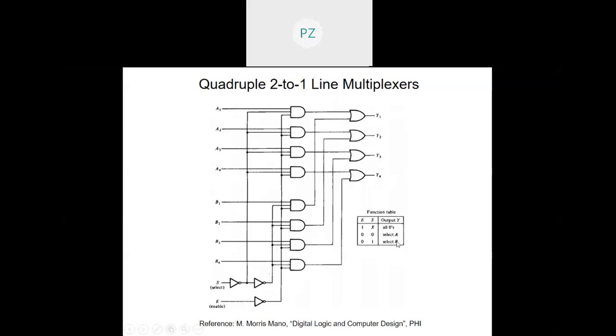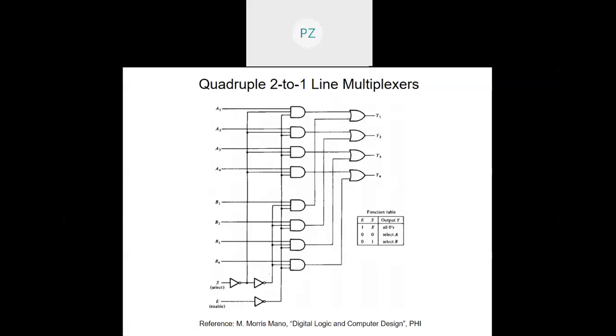So this becomes four 2 to 1 line multiplexers. I can say that this becomes a 4-bit 2 to 1 line multiplexer. So I can give the input as 4-bit each, and one of those two input combinations will emerge at the output.